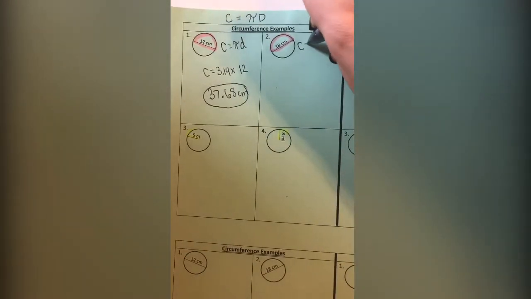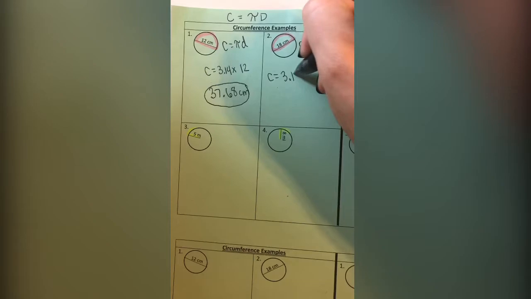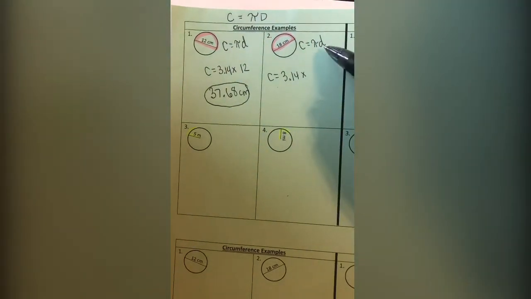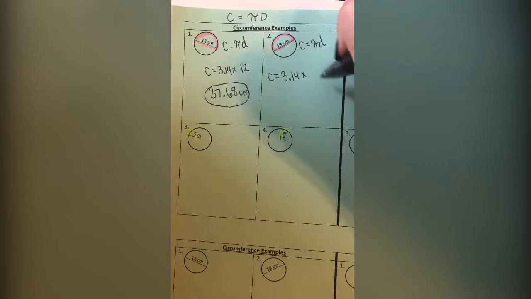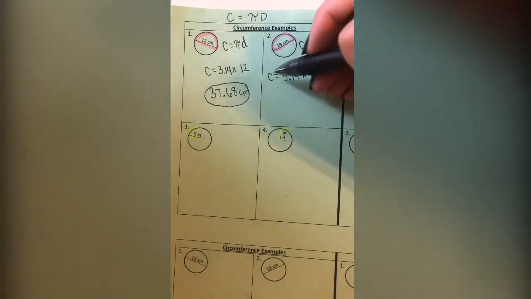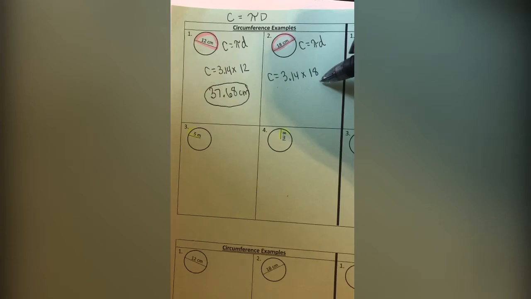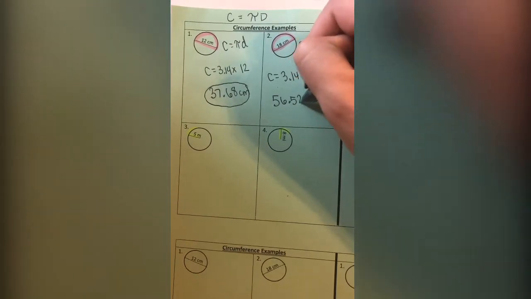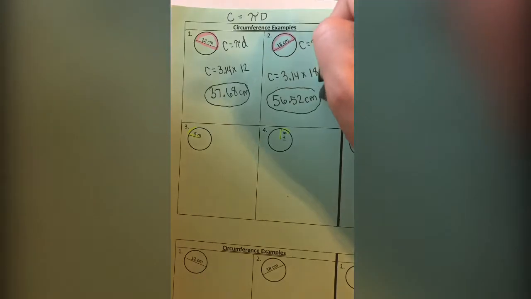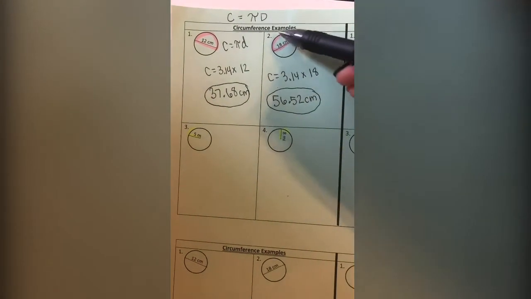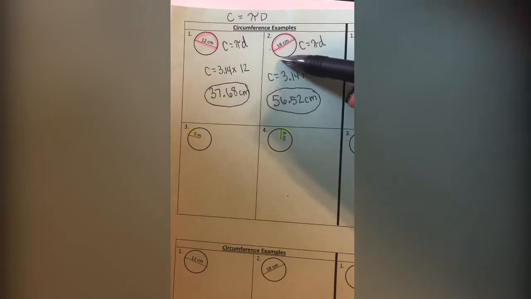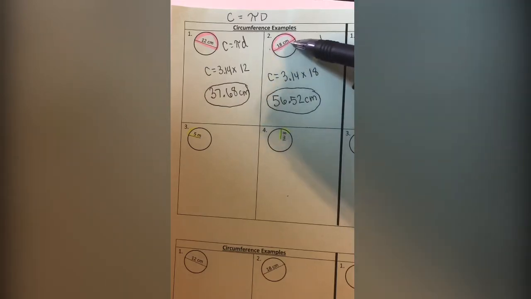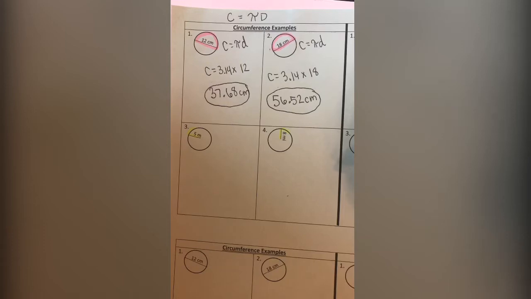I have circumference equals pi d. So C equals 3.14 times, now I have to look for my diameter, and on this circle my diameter is 18. So I have circumference equals 3.14 times 18. When I type that into my calculator, I get 56.52 centimeters. So the circumference, the fence around this pool, for a circle that has a diameter of 18 is 56.52.